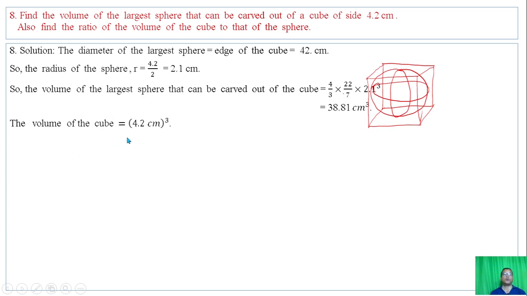The volume of the cube, side cubed, we have this. So the required ratio of the volume of the cube to the volume of the sphere, we have 42, that is 21 is to 11. This is the required ratio.